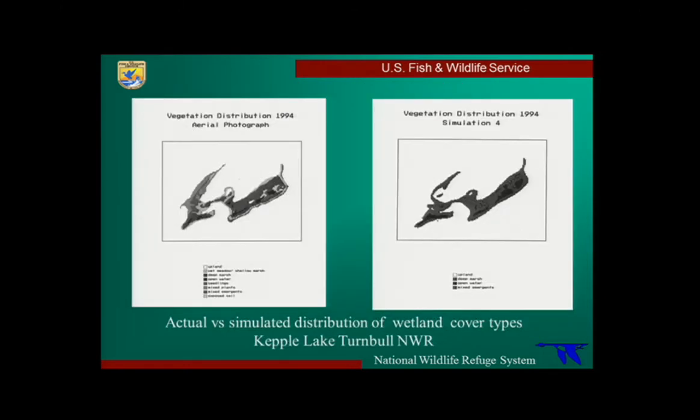This is an example of two plates taken from a master's thesis done in 1995 by Aaron Mayer out of Washington State University, where he ran the WetSim model that was developed by Poiani and Johnson to look at climate change on a single basin in the Prairie Pothole region. And it had fairly decent predictive value. He ran it over a 20-year period. This is just one year, comparing to 1994.